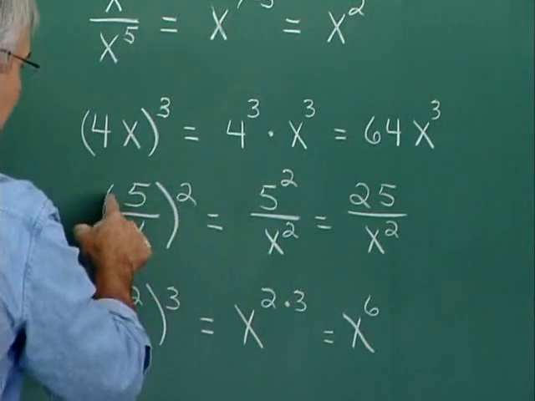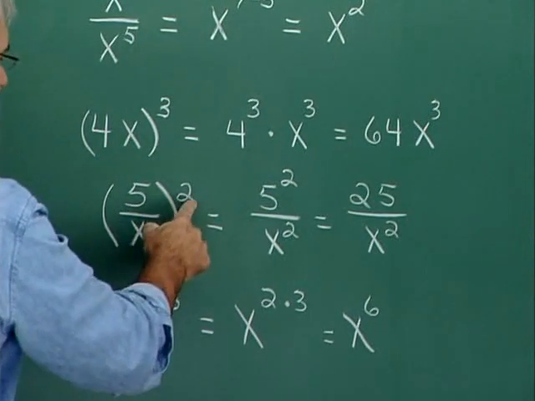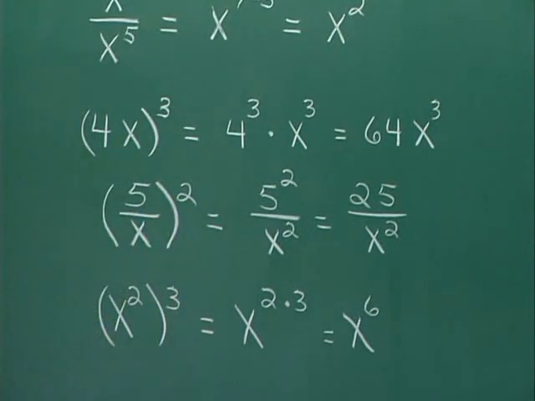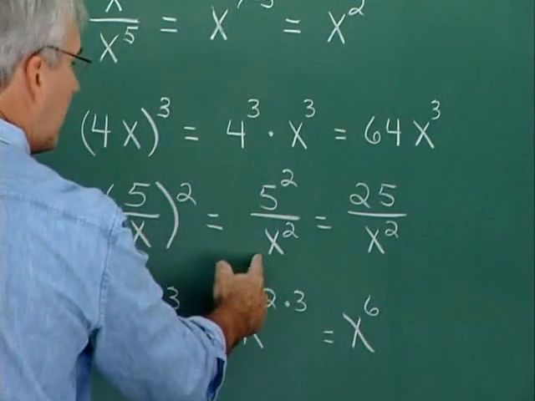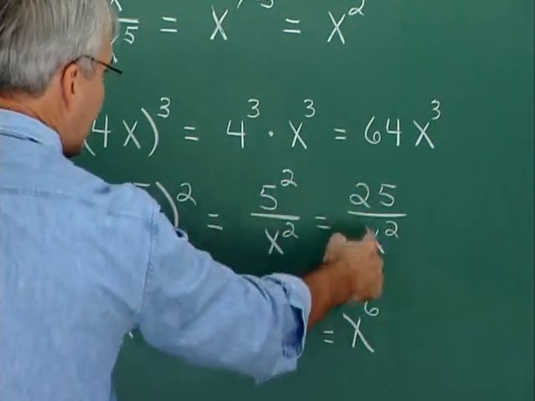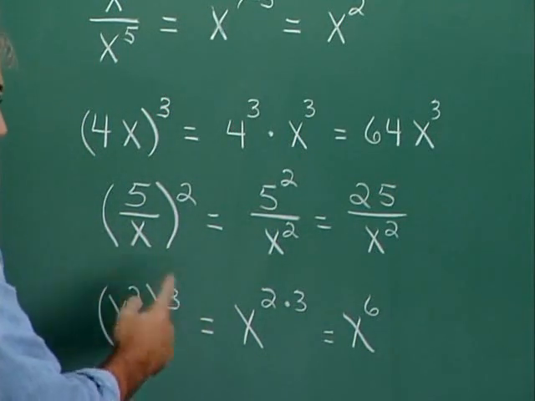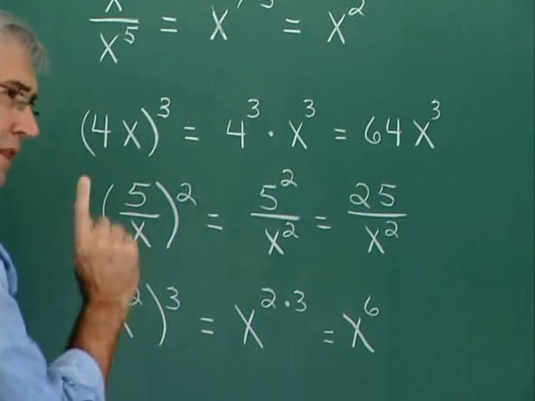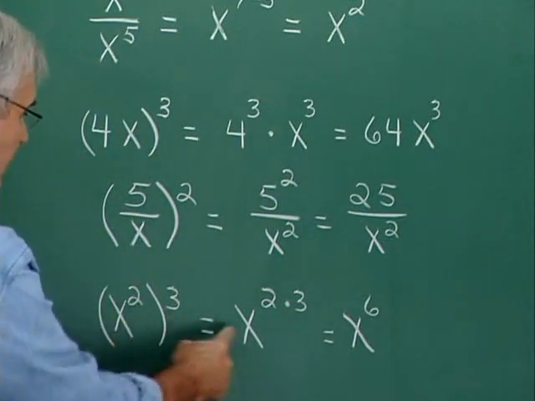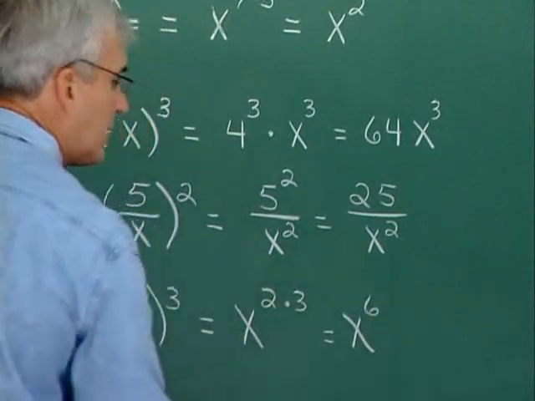An exponent applied to a fraction means that the exponent can apply to the numerator and denominator separately. Here we could write this as 5 squared over x squared. 5 squared, 25 over x squared. Raising a power to a power. Recall that when this occurs, you multiply the exponents. That's the shortcut. So it's x to the 2 times 3, or x to the 6th power.